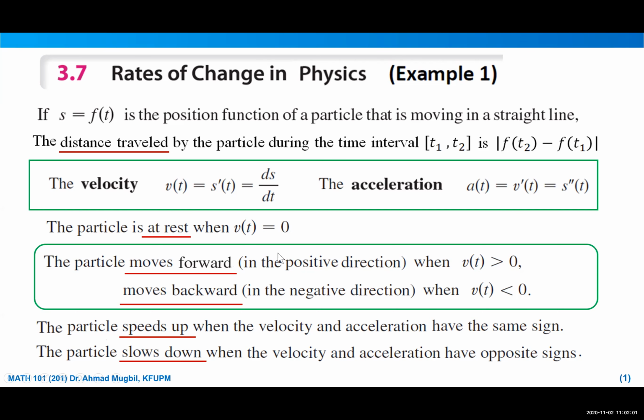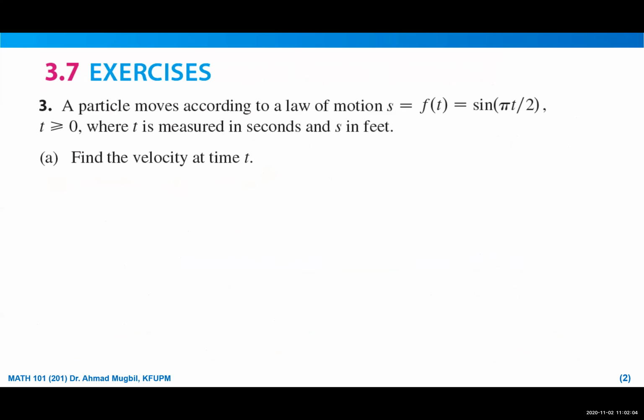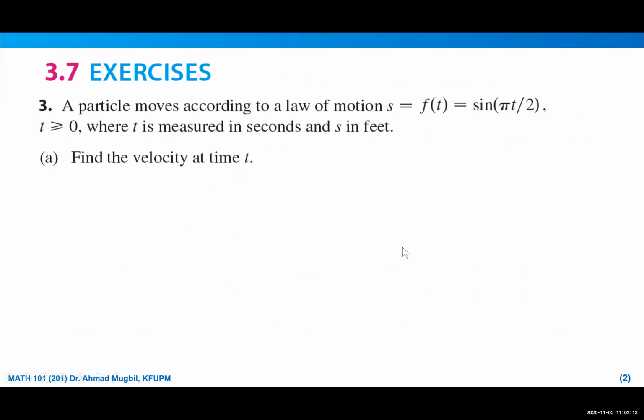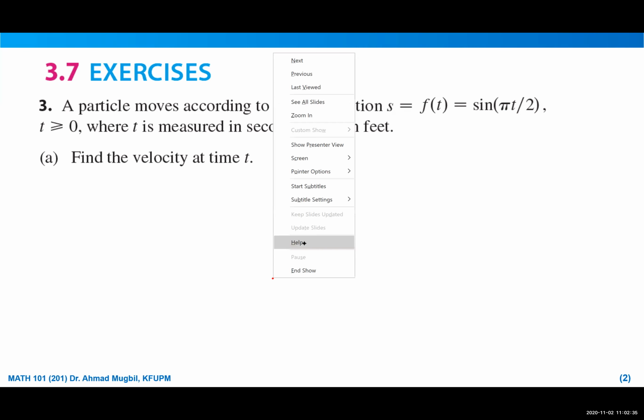We have mentioned the first exercise in the previous class, and it is related to example number 1, because from this section you need only to focus on the ideas of example number 1. The other examples are not included. So we have here a particle that moves according to this law of motion. This is the position function, the displacement function, which is sine of pi t over 2. Here t is greater than or equal to 0, it is time, so it is usually positive.